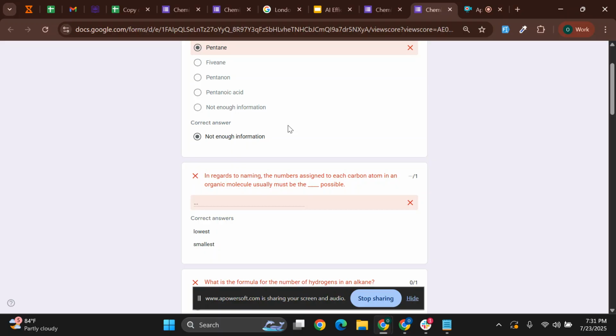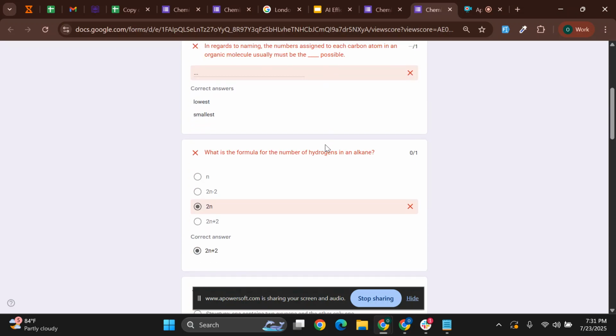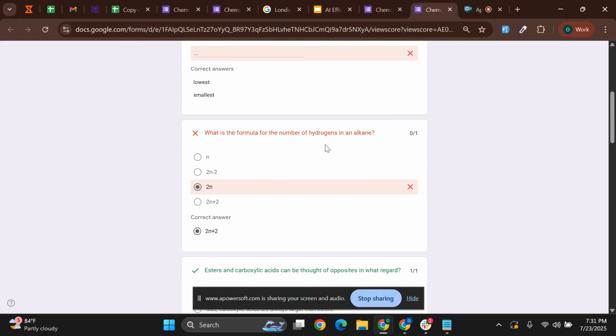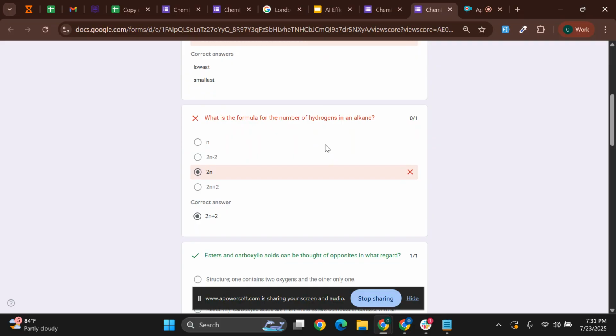In regards to naming, the numbers assigned to each carbon atom in an organic molecule must be as low or small as possible. What is the formula for the number of hydrogens in an alkane? 2n plus 2.